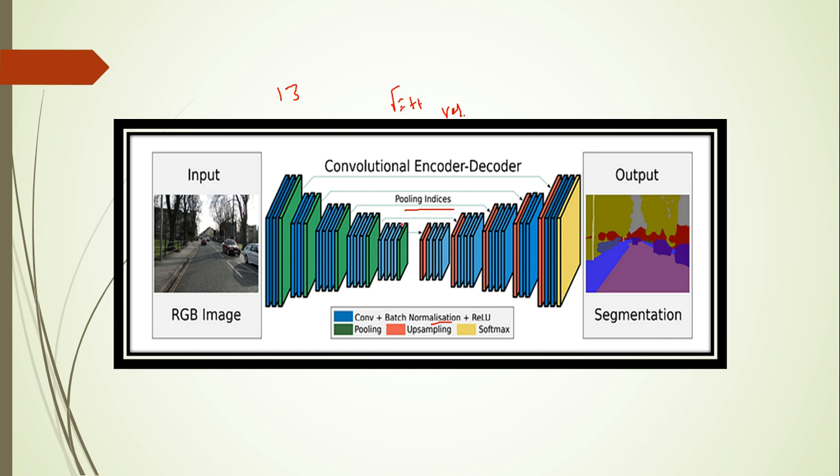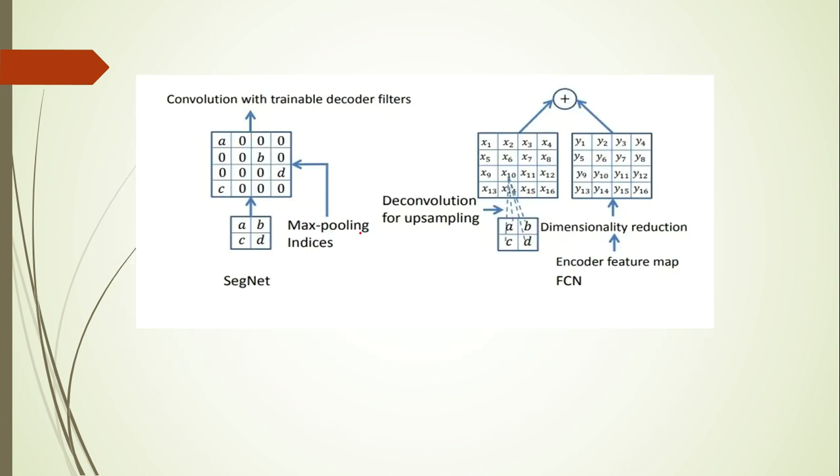Before going to the output, after extracting everything, the picture must move to the stage of the decoder. The decoder network performs the convolution operation with the trained decoder filters. Batch normalization is applied again, upsampling happens, and at last we get the output segmentation.